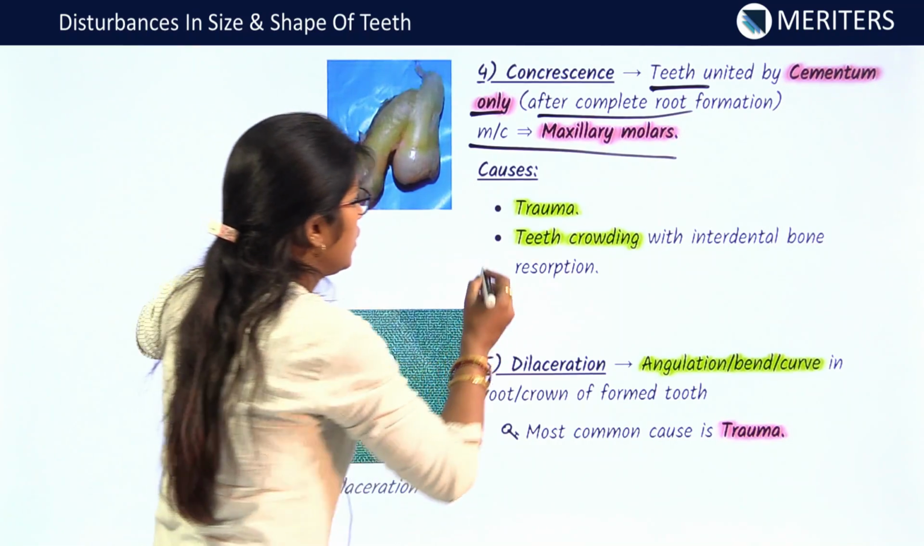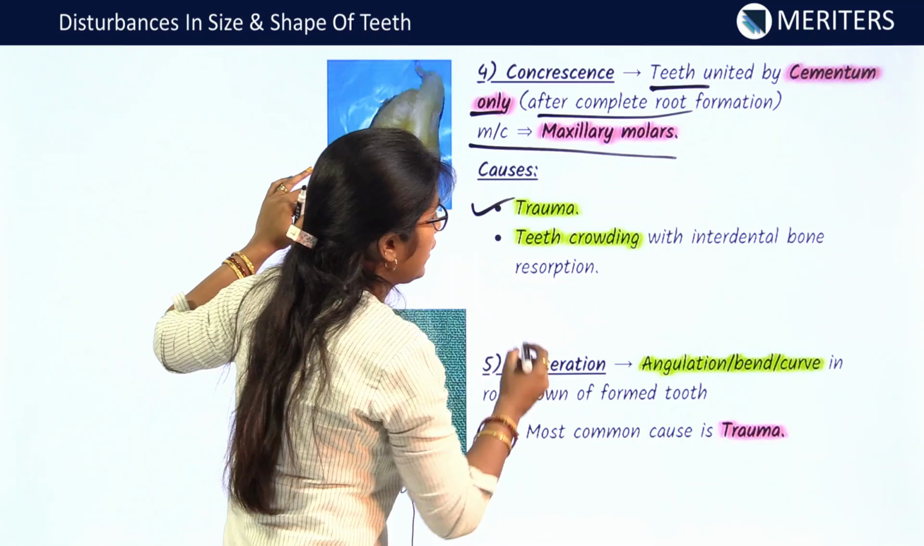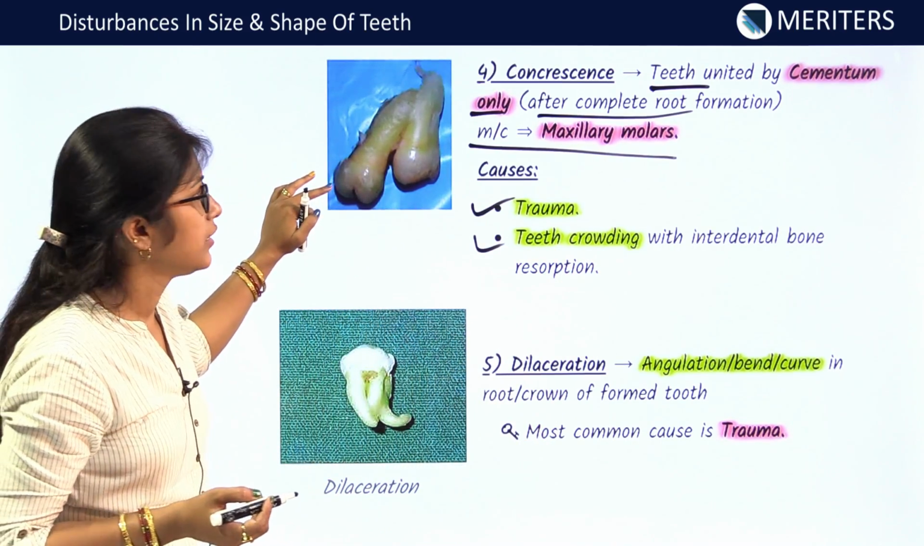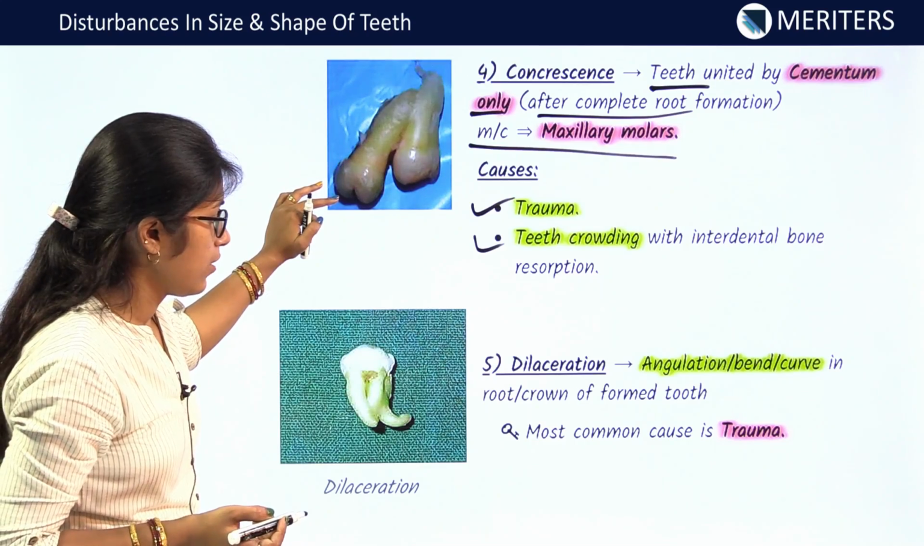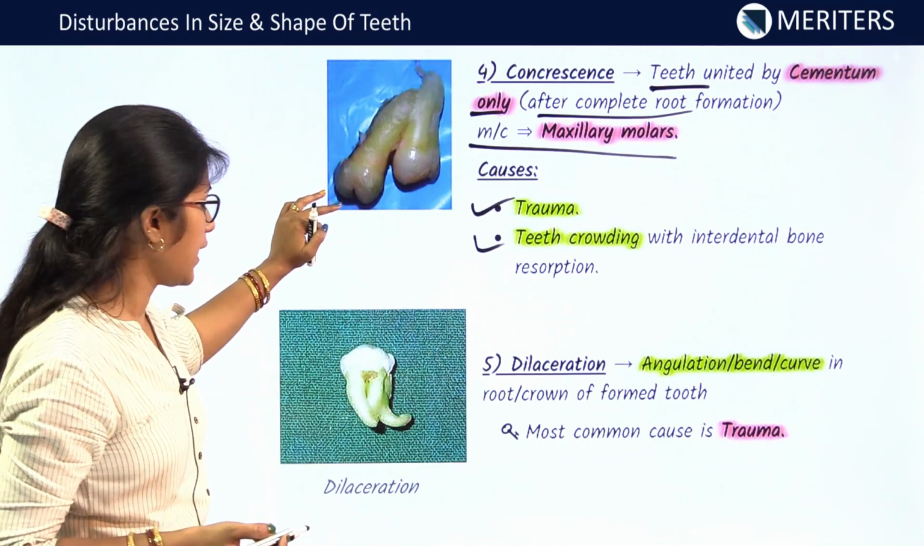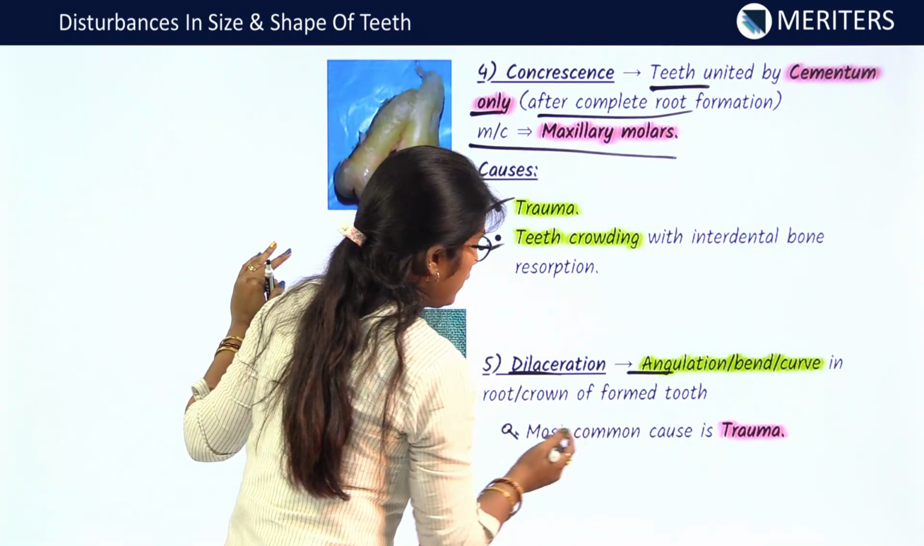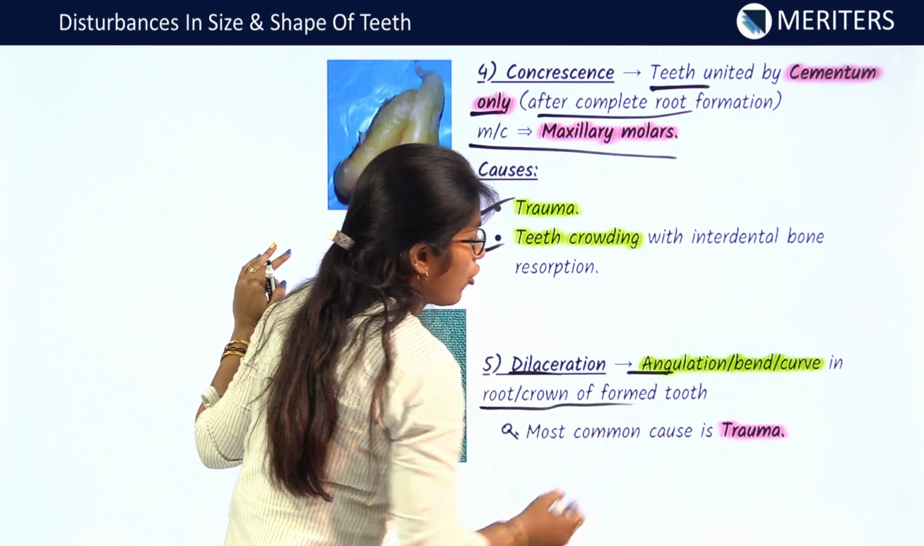Causes are trauma, and also due to teeth crowding with interdental bone resorption, this concrescence can occur. Now next one is dilaceration. Dilaceration implies angulation or bending or curving in the root or crown of a formed tooth.